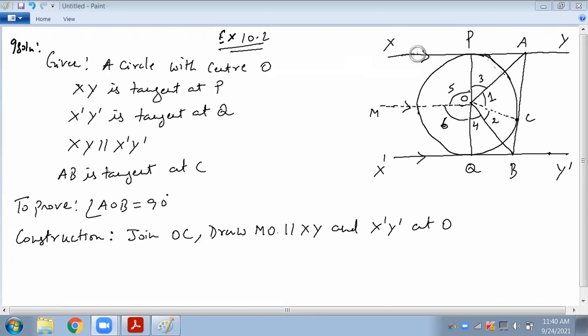Now we have only two parallel tangents. This POQ, it is not given that it is a diameter. If it was a diameter, then it would be a straight line, but here it is not given as a diameter. So first we have to show that POQ is a straight line. Again, we'll take this one as 7 and 8. This angle will be 90, we can mark it 7. And this angle also will be 90, we can mark it 8.